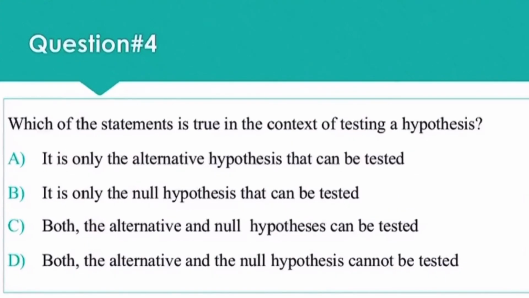Next question. Which of the statements is true in the context of testing a hypothesis? A, only the alternative hypothesis can be tested. B, it is only the null hypothesis. C, both alternative and null hypothesis can be tested. And D, both alternative and null hypothesis cannot be tested. When it comes to testing of hypothesis, it is only the null hypothesis that can be tested. So B is the right option.